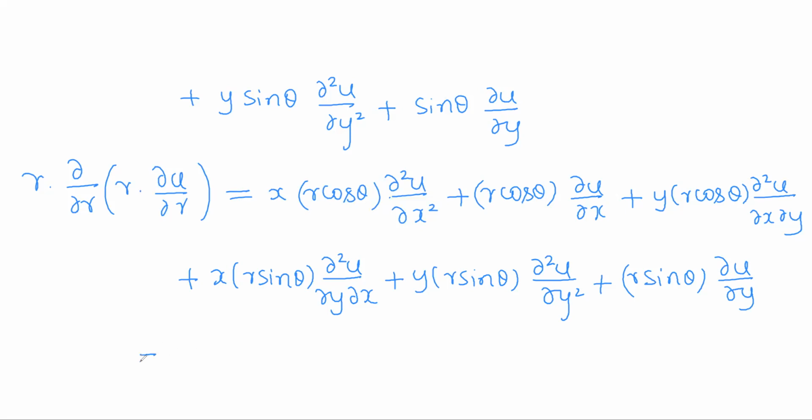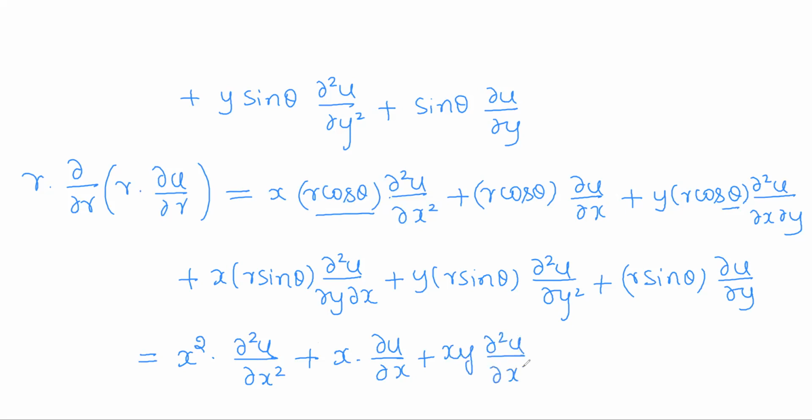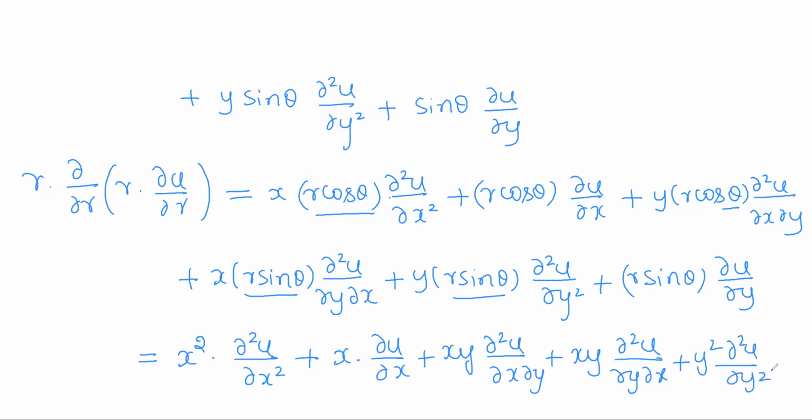Just what I have done is I have multiplied r to the above equation on both sides. That's it. So now what we will get? r cos theta is x. So it is x square dou square u by dou x square plus r cos theta is once again x, so x into dou u by dou x, plus xy dou square u by dou x dou y, plus this is y, so it is xy dou square u by dou y dou x plus y square dou square u by dou y square plus, the last term, y into dou u by dou y. So call this as equation 1.